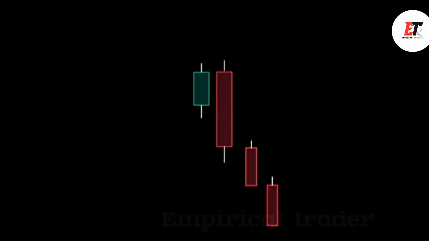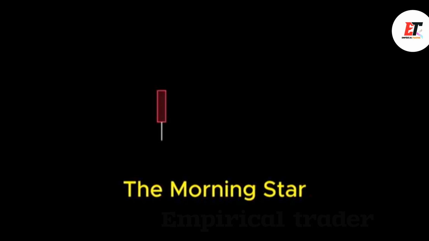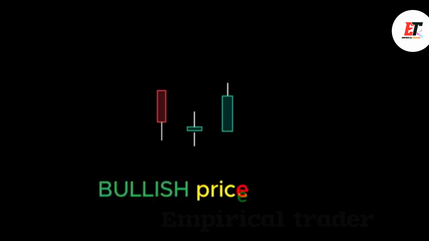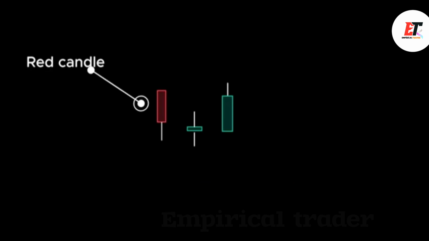The morning star pattern is made of 3 candles and indicates a bullish price reversal. The pattern starts with a red candle that has a big body, followed by a doji that has a small body and large wicks, and finally the last green candle.